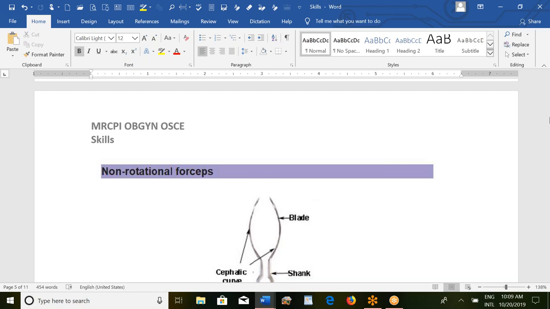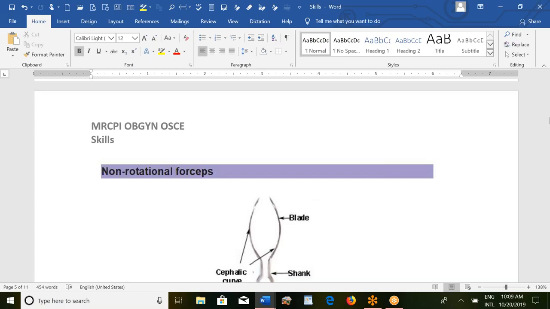And vacuum is very rarely used. I have seen even registrars, and even consultants sometimes, cannot use the vacuum. They can't even apply it in the correct position, on the correct side. So these instrumental deliveries are very important throughout Ireland and the UK. If there is any problem, they will take the help of forceps. Vacuum is used rarely, but forceps are used very frequently.